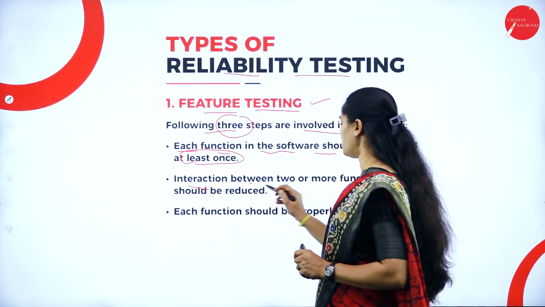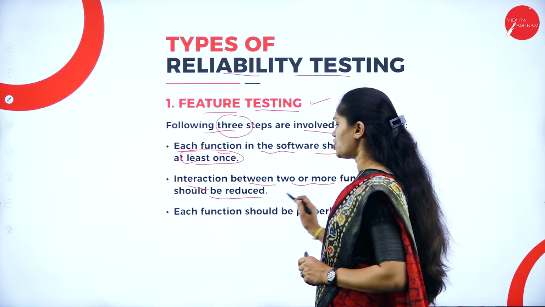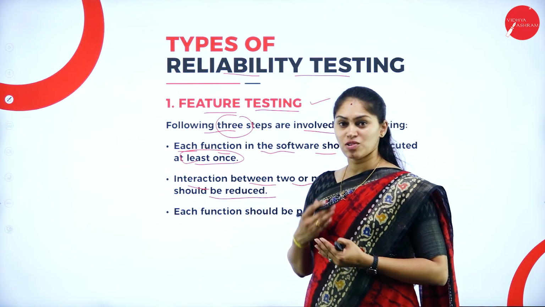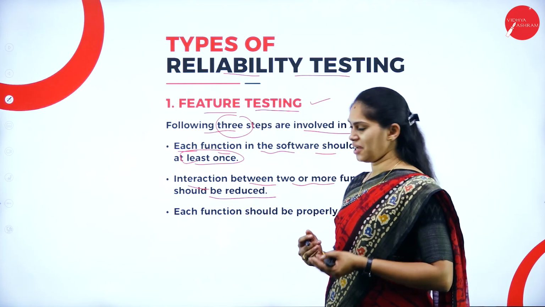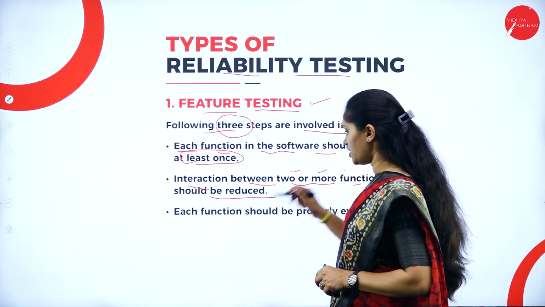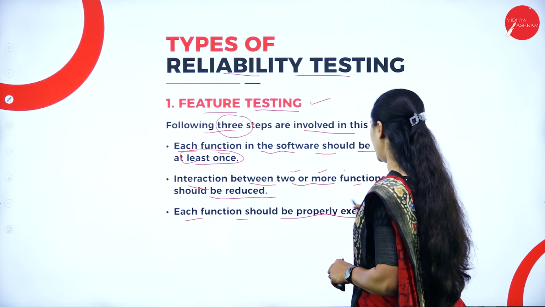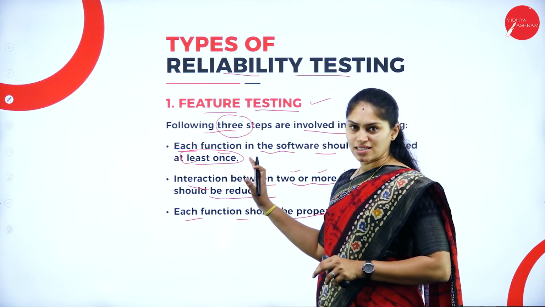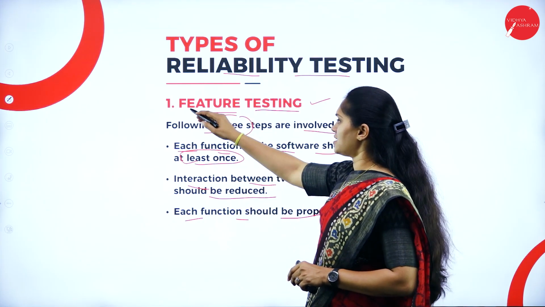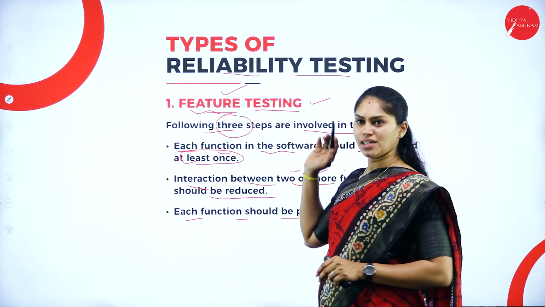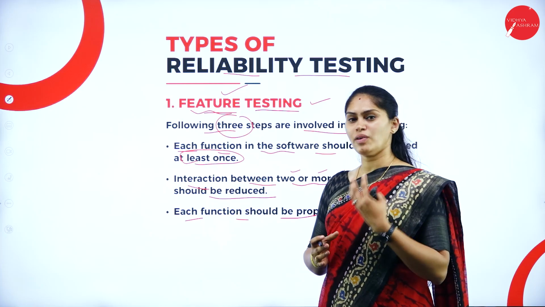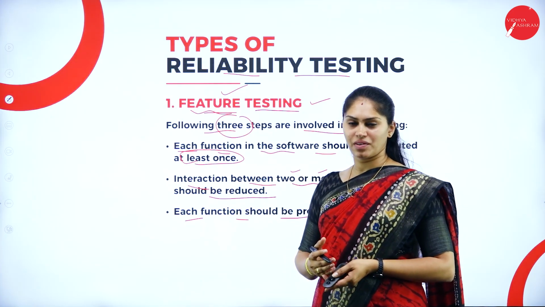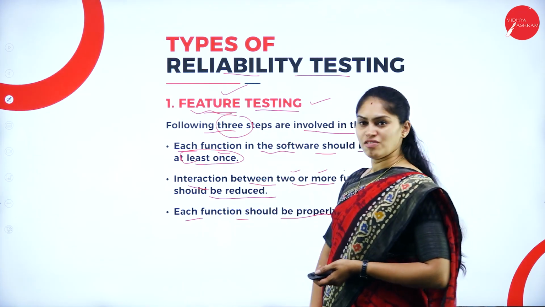Then we will be able to understand how it is going to perform. And interaction between 2 or more functions should be reduced. Like we have to reduce the number of interactions taking place between 2 or more functions, and each function should be properly executed. So if you are following all these stages, then we can say that it passes the feature testing. What is its feature? How efficiently it is performing its function, that we are checking in the feature testing.